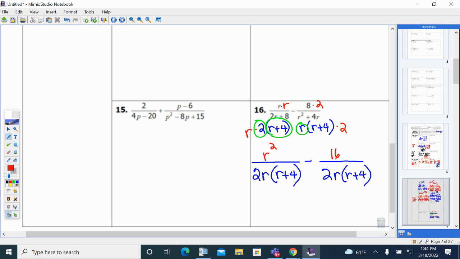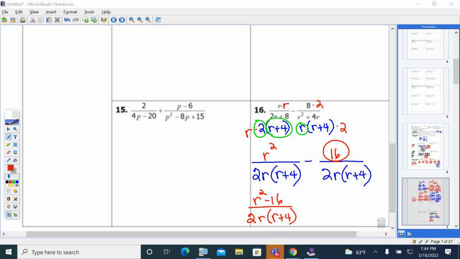Now with subtraction, if you had more than one term in that second fraction, I would say distribute. I don't feel like we need to distribute this because you can easily see that that numerator is r squared minus 16 over your 2r times r plus 4. If you need to distribute, go ahead and do that, but otherwise, just go ahead and subtract.